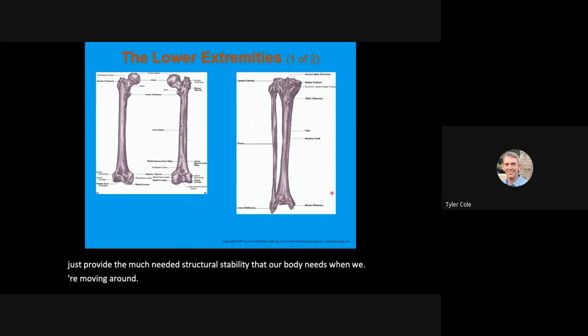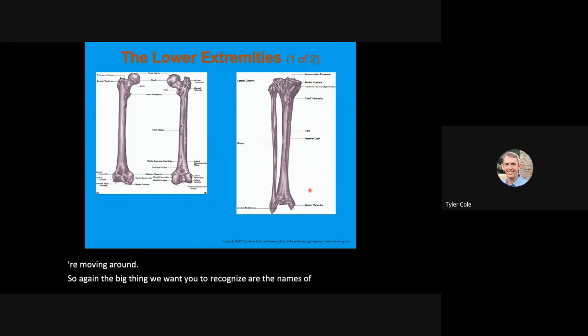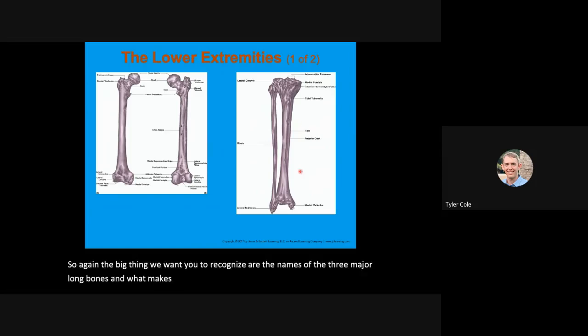So again, the big thing we want you to recognize are the names of the three major long bones and what makes a long bone what it is, and it's just the length.